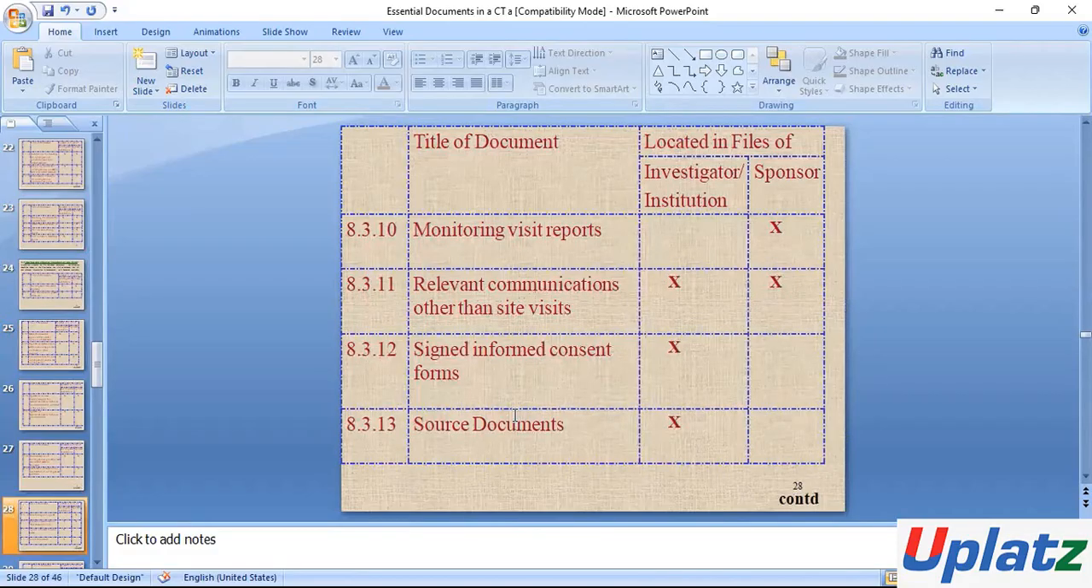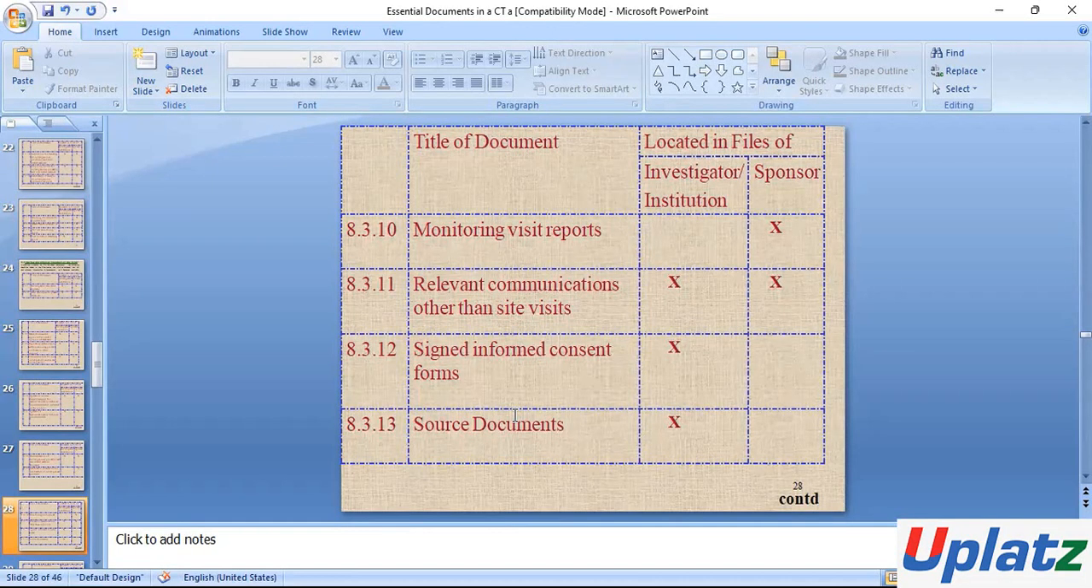Now, the monitoring visit report. Monitoring is the responsibility of the sponsor, and hence this will be done by sponsor representatives. Next is relevant communication other than site visits. This is very important during the conduct of the trial because there are so many discussions ongoing. The important ones have to be filed to provide support to any decisions taken. So this will act as supporting documents.